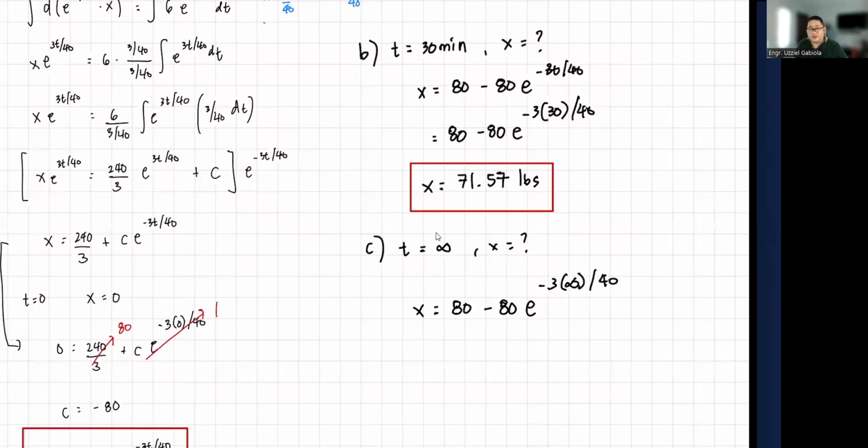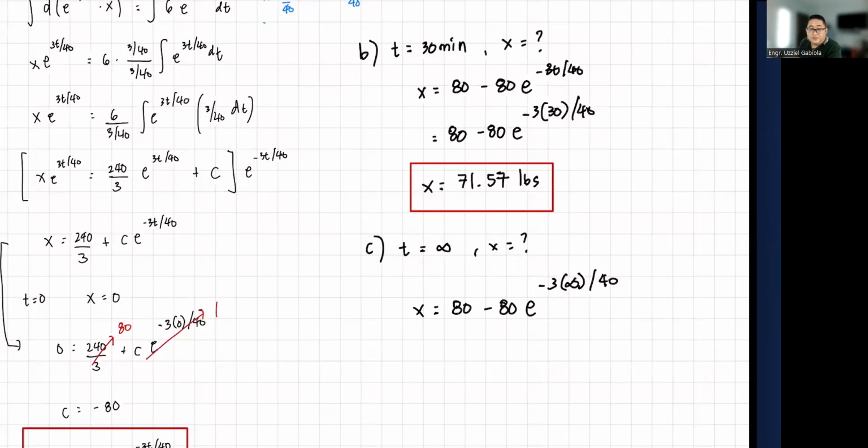When you try it on the calculator, substitute a very large value, say 10 million, or any large value. What happens to the value of e? Even if you put e raised to negative 1 million, what will be the value? 80.